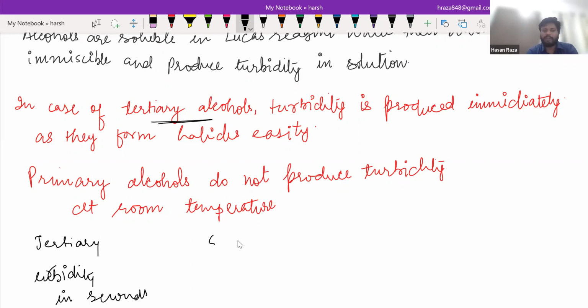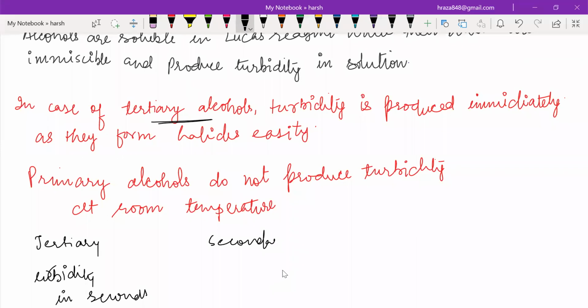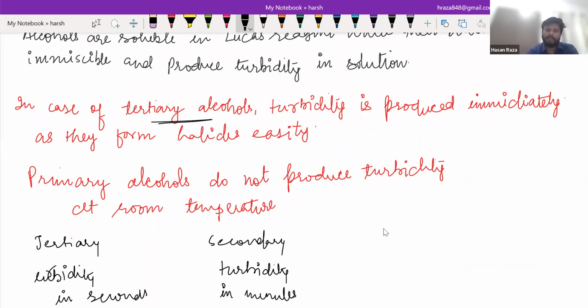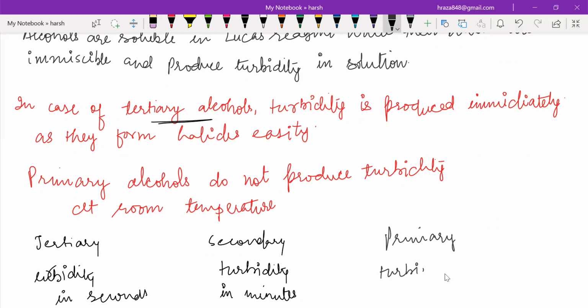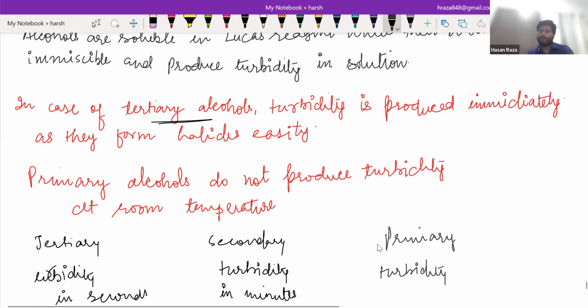And if you look at secondary alcohols, turbidity forms in minutes. It will take a few minutes to form turbidity. Now, if we talk about primary, turbidity does not form. No turbidity, or it will take a very long time. So please write it.